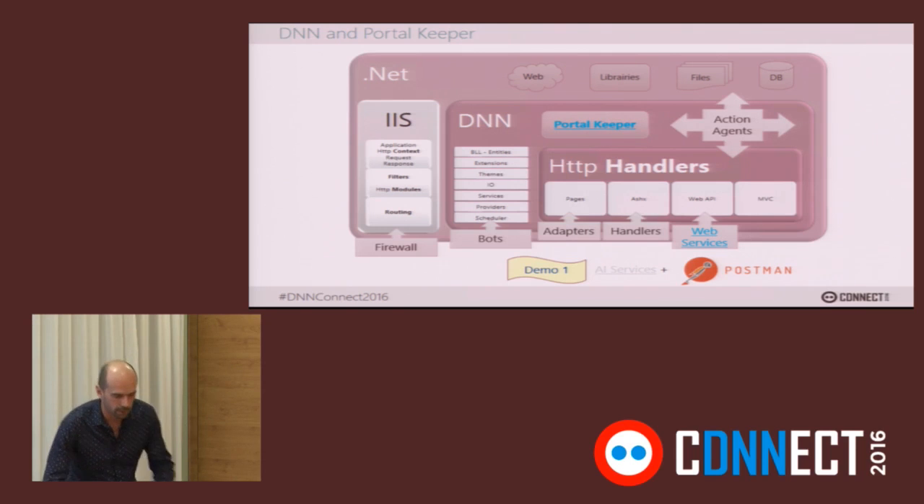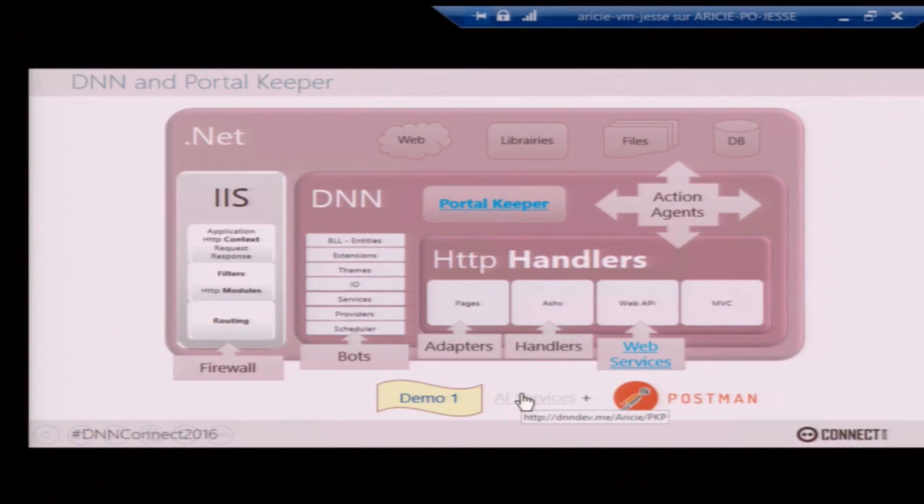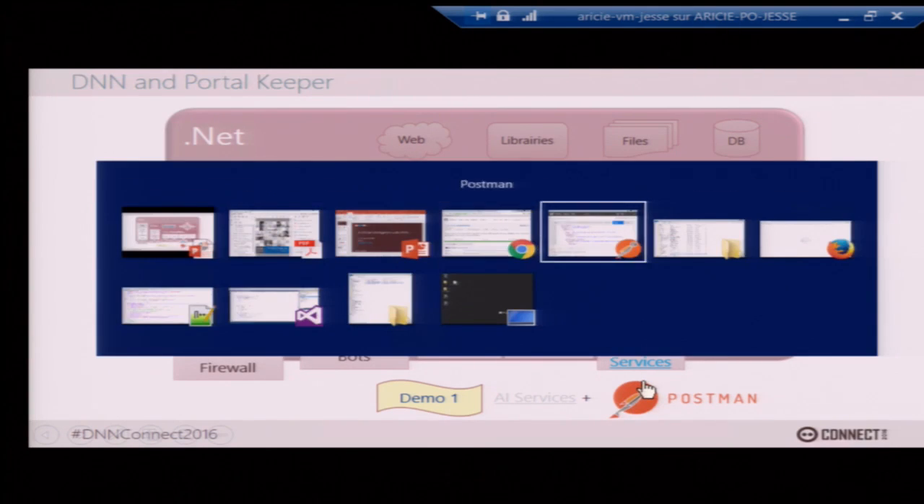So let's look at the environment. We'll look at two things. First, Portal Keeper. I'll do a really small presentation. And then we'll move to Postman. Postman is software to run HTTP queries, so it's very practical to test your web API services. And we do most of the experiments in Postman, which is there.